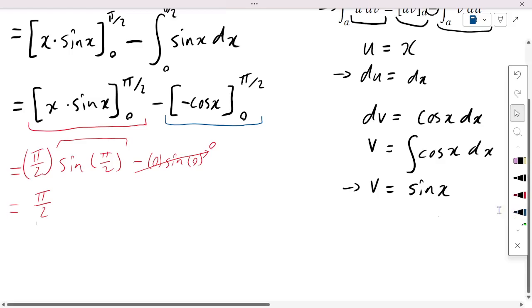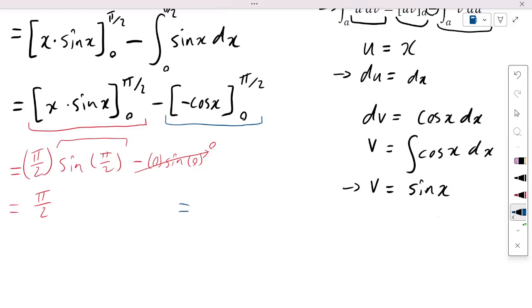Now for the blue, I'm going to write my blue over here. We're going to have minus cosine, which is basically this whole bracket inside. It's minus cosine of pi over 2, and this is going to be minus negative cosine of 0. And we know that cosine of pi over 2 is equal to 0, so this is negative 0, and the negative and a negative gives a positive, and then cosine of 0 is equal to 1. And therefore, the answer here is equal to 1.